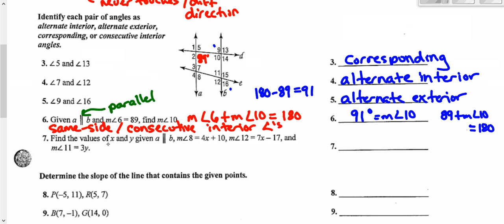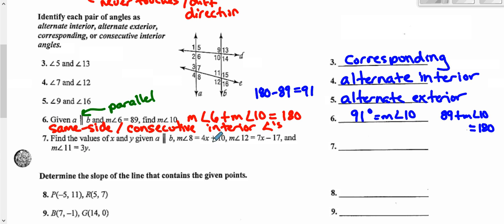Here it says find the values of x and y given that A is parallel to B. This time it says the measure of angle 8, so I'm going to go ahead and erase this 89 because I've got some new information. So measure of angle 8 is 4x plus 10. The measure of angle 12 is 7x minus 17. And the measure of angle 11 is 3y.